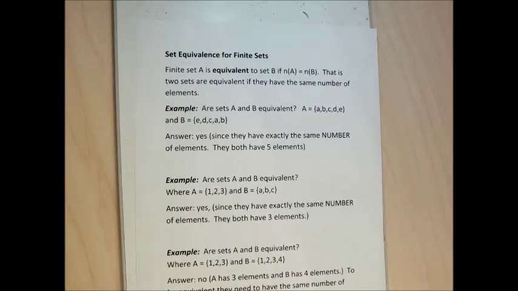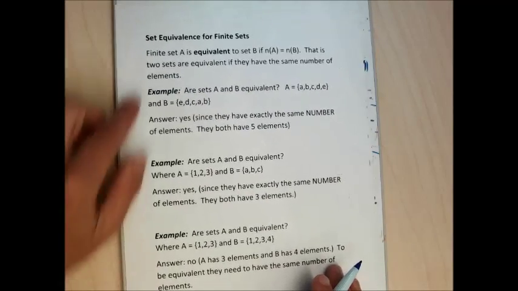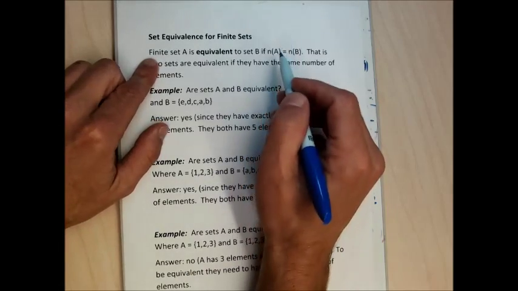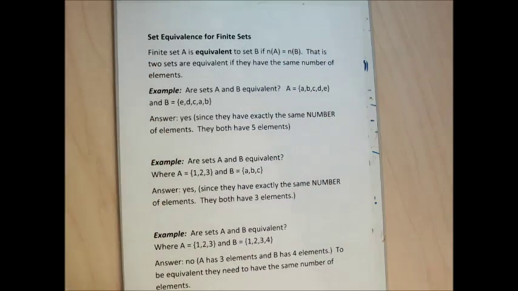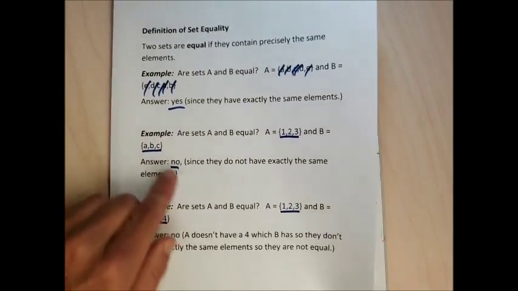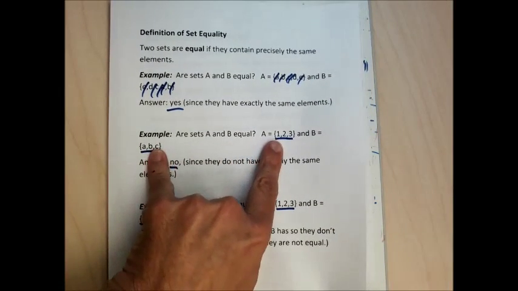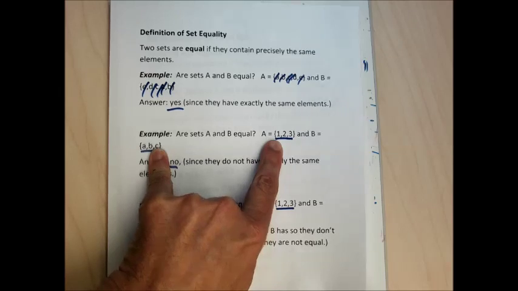Equivalent is something where the bar is a little bit lower. Finite sets are equivalent if they have the same number of elements. These two sets back here, we'll get to these again, these are an example of equivalent sets. They both have 3 elements. That makes them equivalent but not equal.